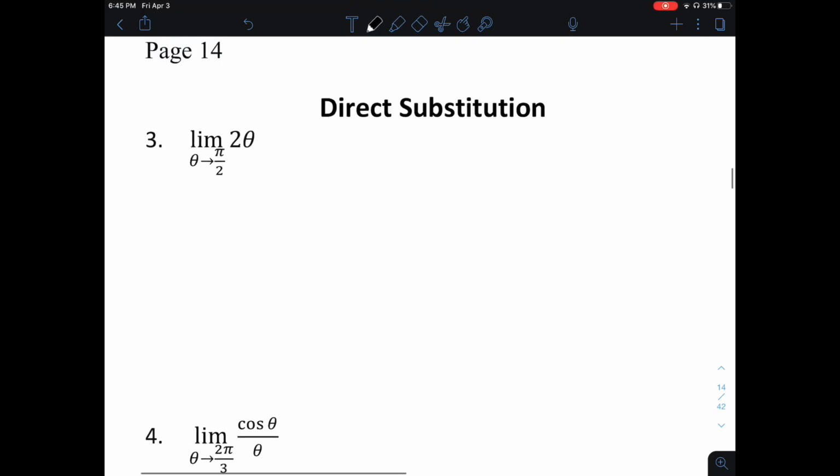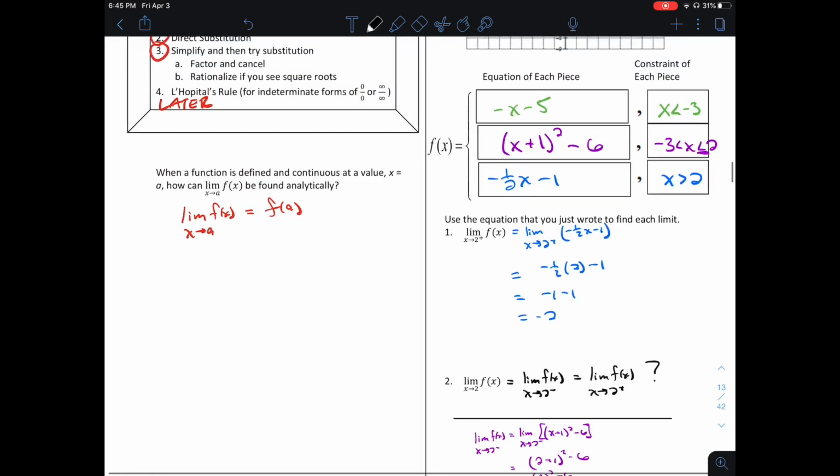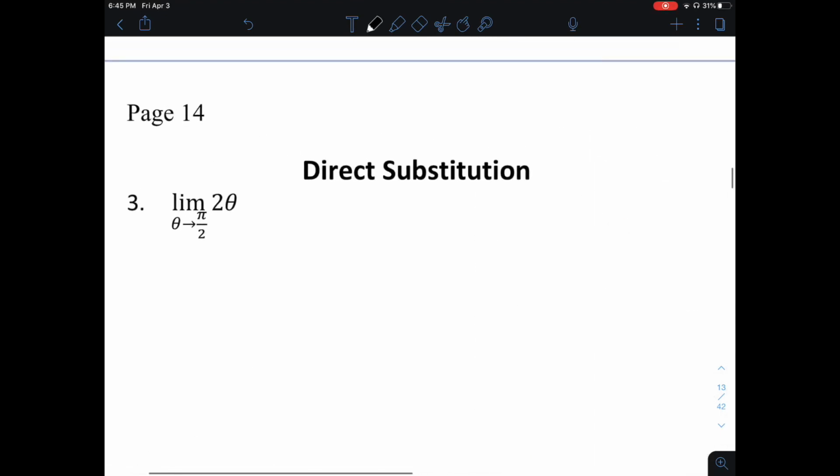Direct substitution. This is just telling us, hey, use direct substitution. So that must mean, according to this right here, that this function is defined at the x value we're going to be given, and it's also continuous at that x value. So this is super easy. This really probably should be in parentheses.